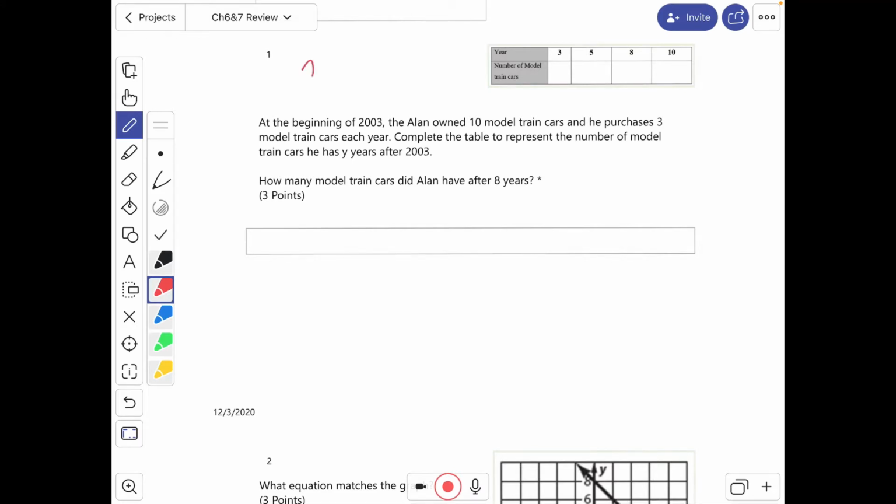Okay, so in 2003, he had 10. And then he's going to purchase 3 more every year after that. So in 2004, he's going to buy 3 more. That makes 13. Well, 2004 would be 1 year after that. We're looking for 3 years, 5 years, even 8 years. So let's get an equation. If we just start every problem with an equation.